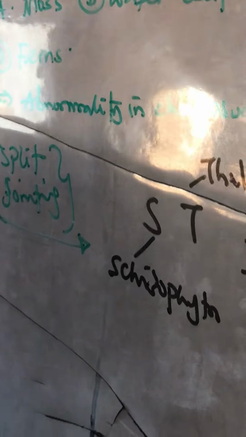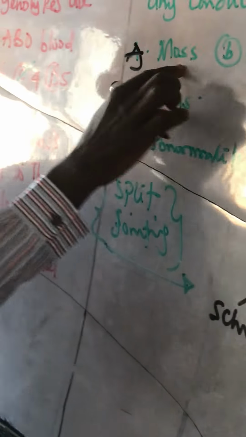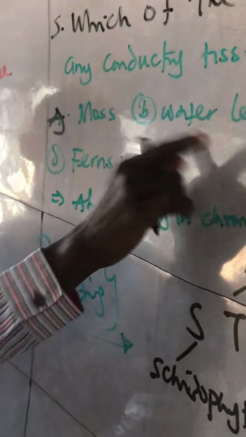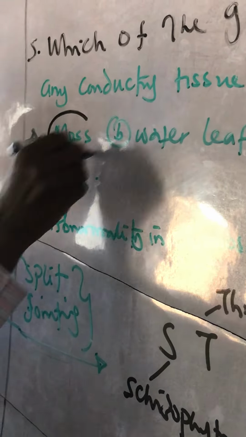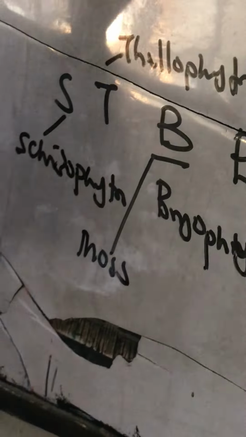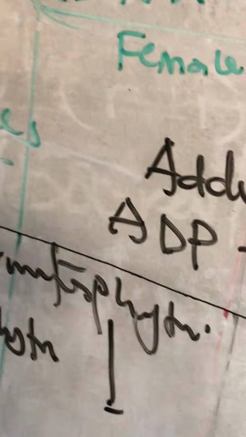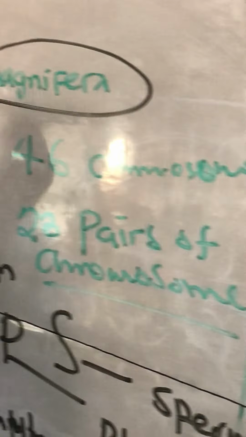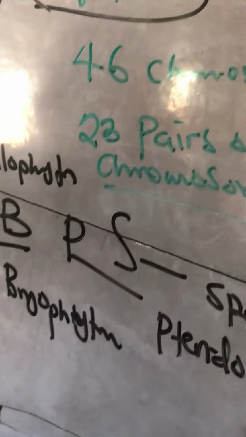Now, what we need to take note of is where each of these organisms belongs. Now, our moss belongs to the Bryophyta. We have the moss here. We now have the water leaf. The water leaf is found under the Spermatophyta. We have Mangifera indica, known as the mango, also found under the Spermatophyta. We now have the ferns. The ferns are found under the Pteridophyta.